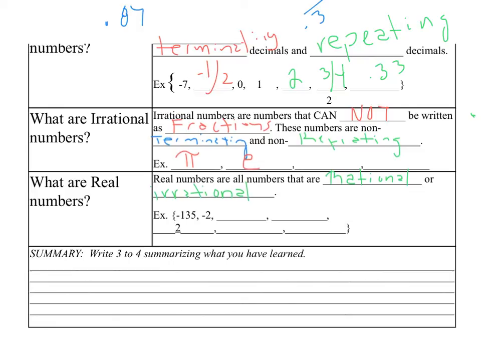For example, -135, -2, 1/2, 0, +1, 2/1, which reduces down to 2. Also 700, -3/4. You get the point.